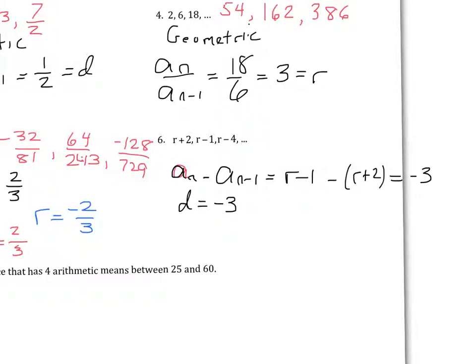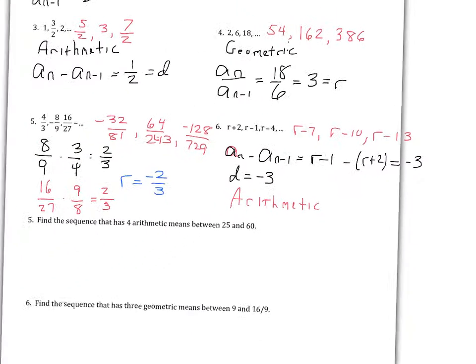So this is definitely arithmetic. And just subtract 3 every time, so r minus 7, r minus 10, r minus 13 would be the next 3 terms of the sequence.